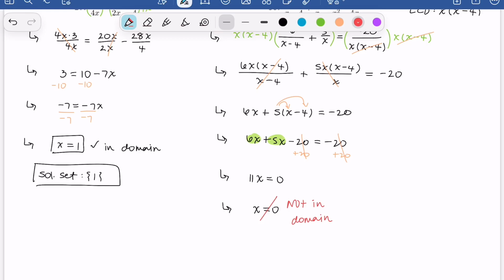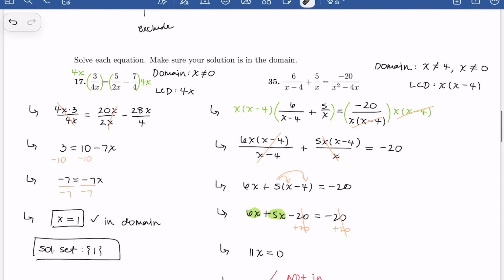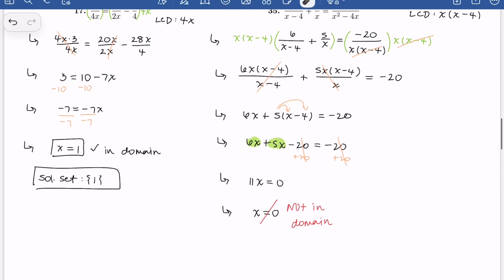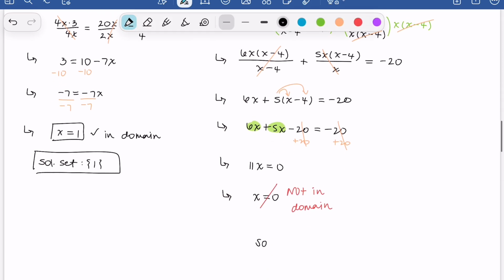So this is an example of a rational equation that has no solution. The only solution that we got is 0, and that's not in our domain. So our final answer in this case is going to be that the solution set is the empty set. We have no solution for this example.